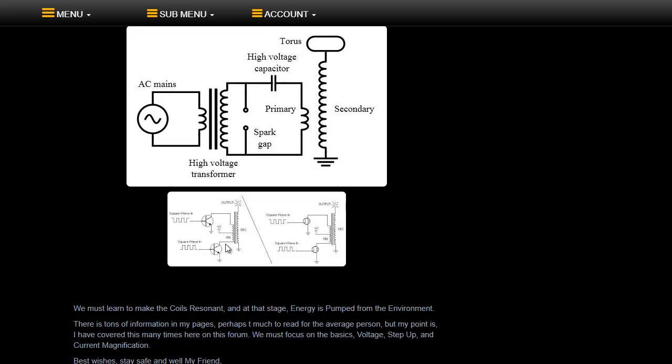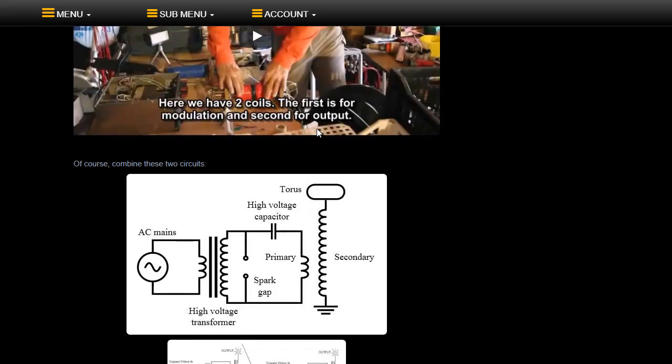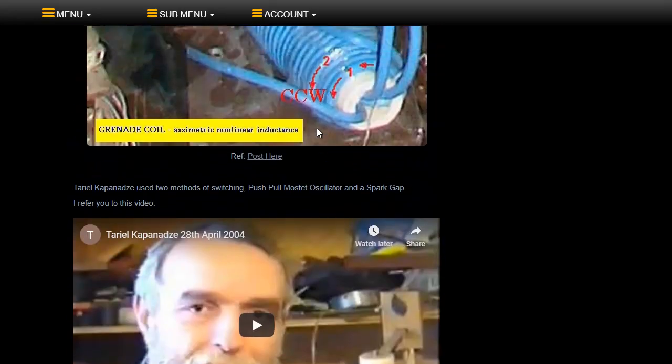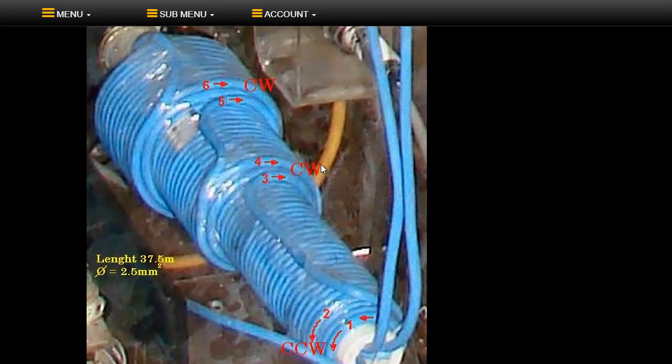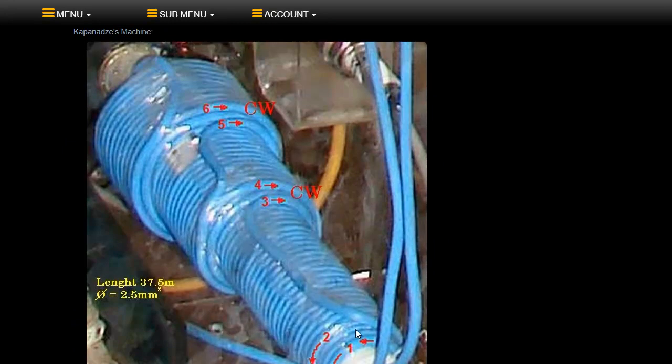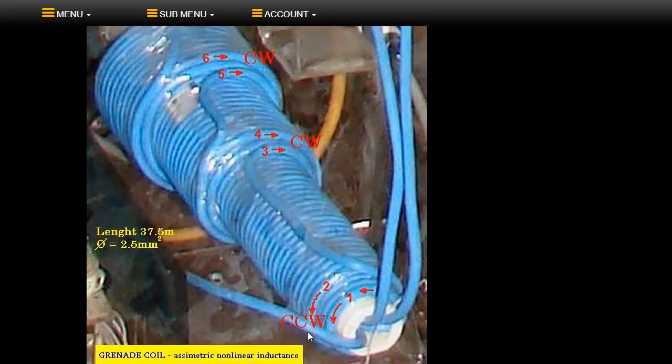Effectively, this could be here replaced the AC source. Now the secondary coil here is basically just this coil here. So this is Tesla's secondary coil. He's got counterclockwise and he's got clockwise turns. Now at this stage, remember the voltage and current are different.